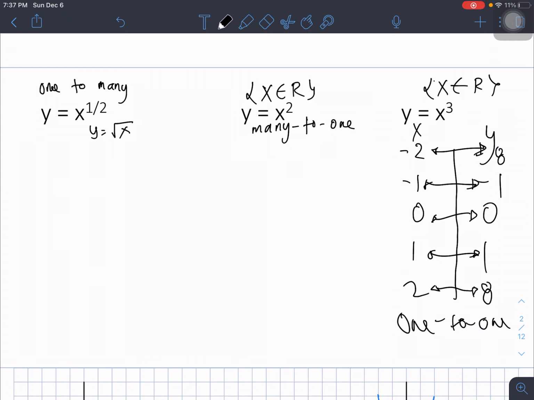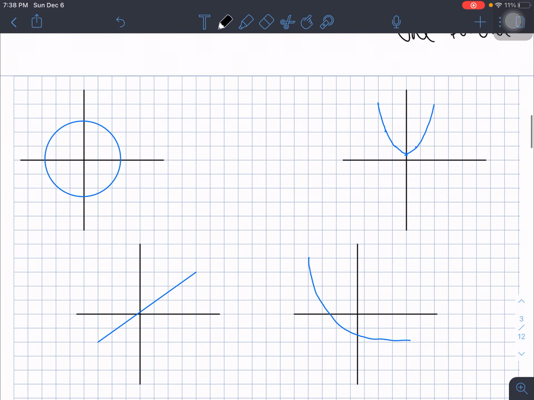Okay, so if the exponent is an even number, it is typical that the correspondence will be many to one. If the exponent is an odd number, it is more likely to be a one-to-one correspondence. Now let us try to identify if a graph exhibits a one-to-one correspondence. So this is the rule.